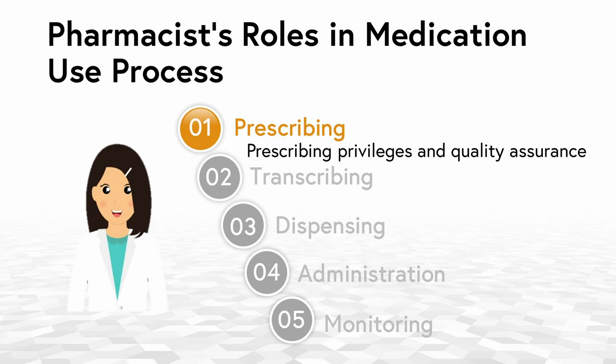Privileging is the process by which an oversight body of a healthcare organization or other appropriate provider body, having reviewed an individual healthcare provider's credentials and performance, and found them satisfactory, authorizes that individual to perform a specific scope of patient care services within that setting. Pharmacists who have prescribing privileges in hospitals are typically authorized to do so through the formalized privileging process.